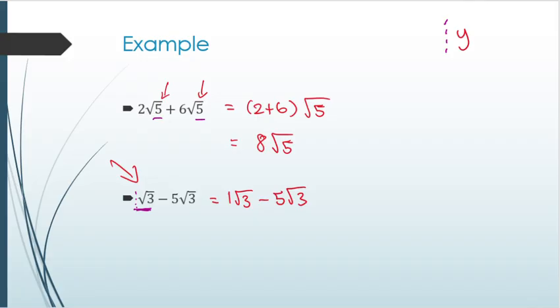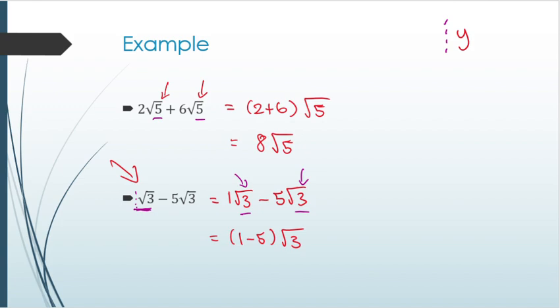So check for the like surd. Let's just check here. Are they the same number? In this case, yes. Now, because they are the same, we can just apply the operation like normal. So this will just equal 1 minus 5 and then the square root of 3.